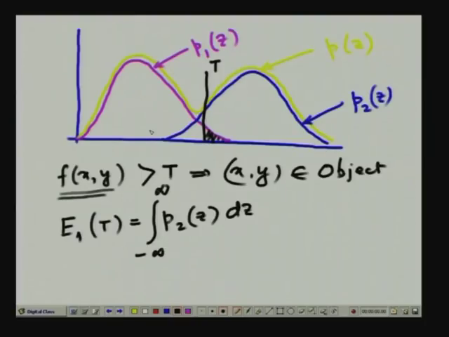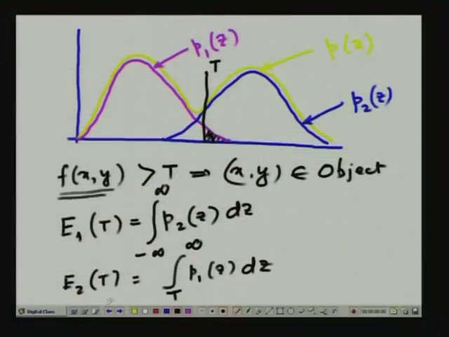Similarly, if a background pixel is classified as an object pixel, then the corresponding error will be given by E2(T), which is equal to the integral of P1(z) dz, where the integral has to be taken from T to infinity. So, this gives you the two error values. One of them gives the error that you encounter if you classify a background pixel as an object pixel, and the other if you segment an object pixel as a background pixel. From these two error expressions, the overall error probability can now be represented as E(T) is equal to capital P2 into E1(T) plus capital P1 into E2(T).